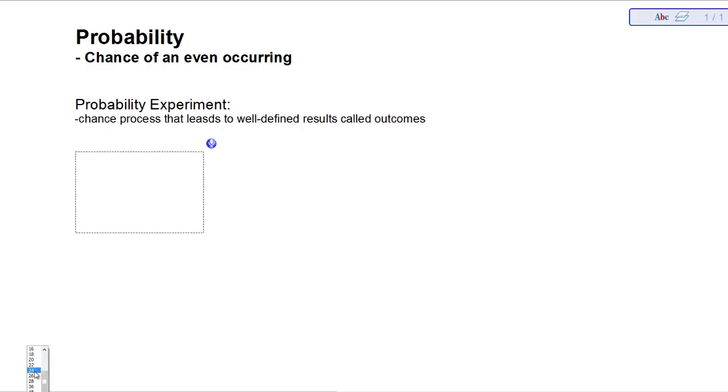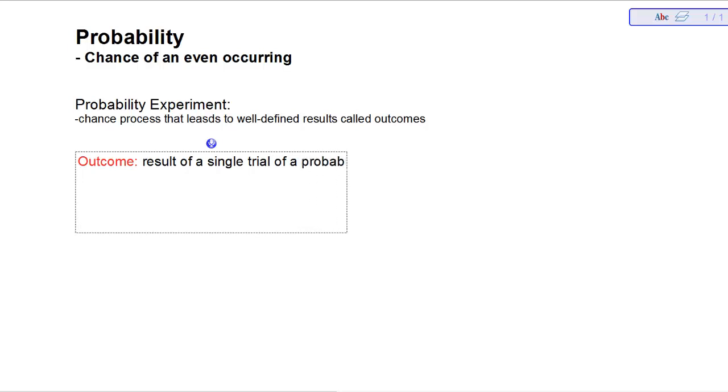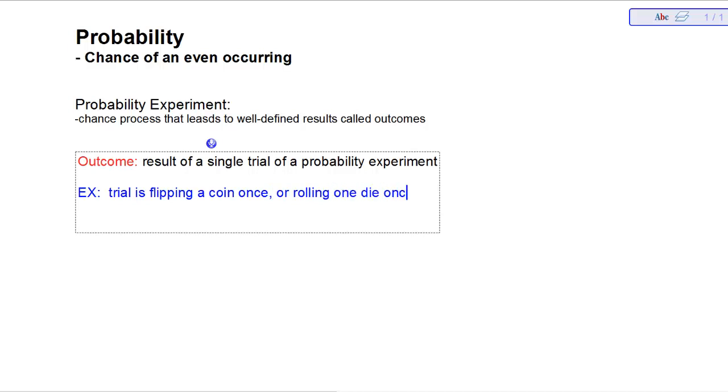Now then, for an actual outcome, this is something that we all want to see, and an outcome is the result of a single trial. So a result of a single trial of a probability experiment. And for an example here, we're going to look at a trial is flipping a coin once or rolling one die once. In other words, we've done it one time, and so that's an example of a trial.